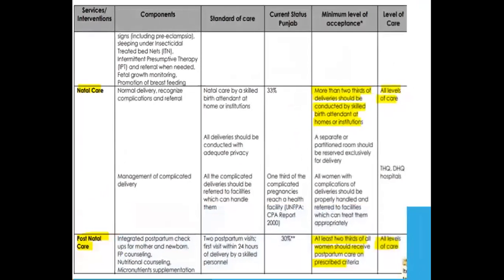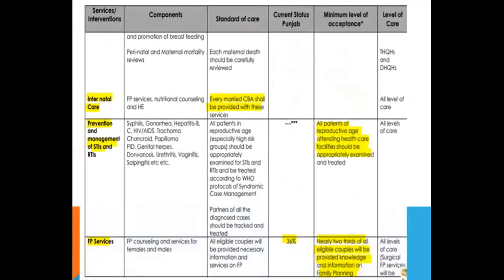These are preventive measures. There is also a neonatal care package. More than two-thirds of deliveries should be conducted by a skilled birth attendant. For postnatal care, at least two-thirds of all women should receive postpartum care. Intranatal care, and prevention and management of sexually transmitted disease, so that all patients who are of reproductive age attend healthcare facilities appropriately. There should be a family planning services package. Nearly two-thirds of eligible couples will be provided knowledge and information on family planning.